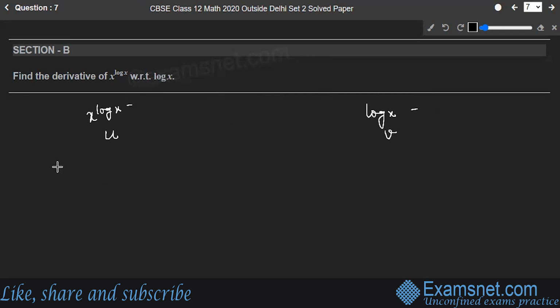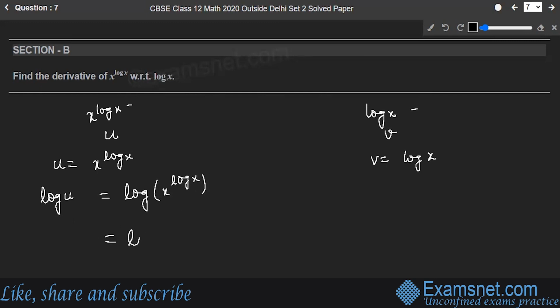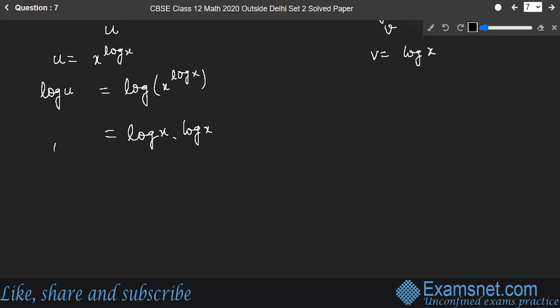Let's understand this. So here I'm assuming u is equal to x raised to power log x, and here I'm assuming v is equal to log of x, right? Taking log on both sides, you will have log of u is equal to log of x raised to power log of x. This can be written as log of x into log of x, right?